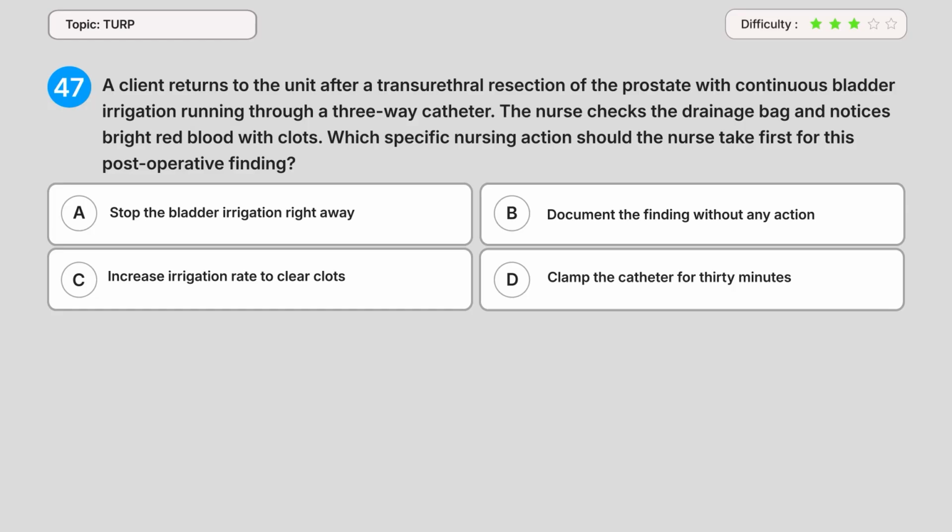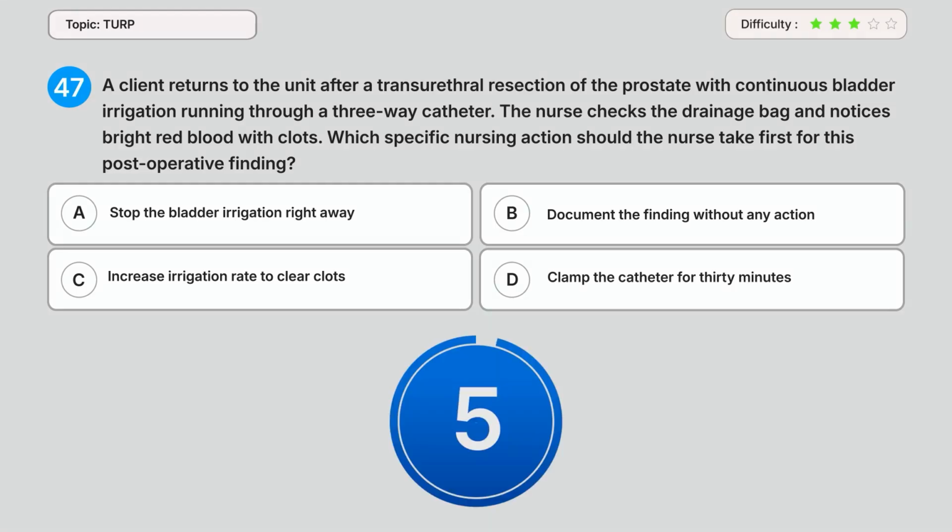A. Stop the bladder irrigation right away. B. Document the finding without any action. C. Increase irrigation rate to clear clots. D. Clamp the catheter for 30 minutes. Can you guess the answer?